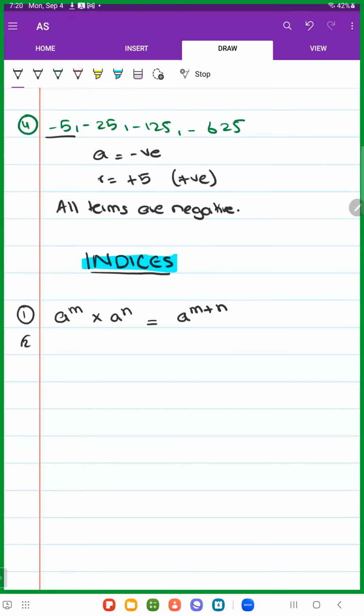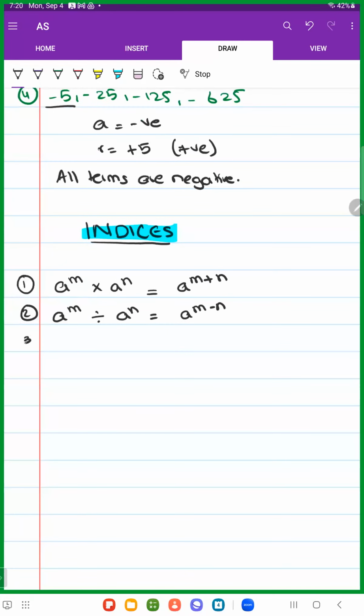Secondly, if it's a^m divided by a^n, what will be the answer? A to the power m minus n. Yes. When the bases are the same and they've been divided, the powers get subtracted. Aisha, are you clear with this? Yes, miss. Okay. All right.